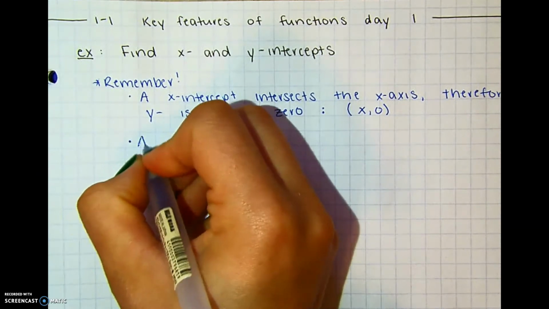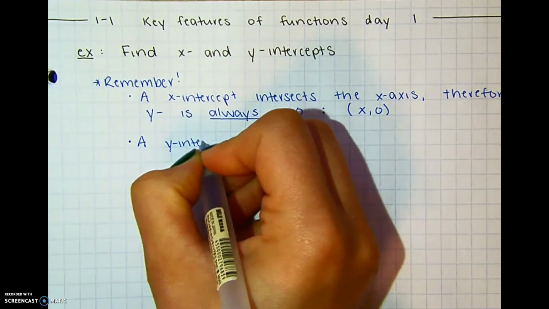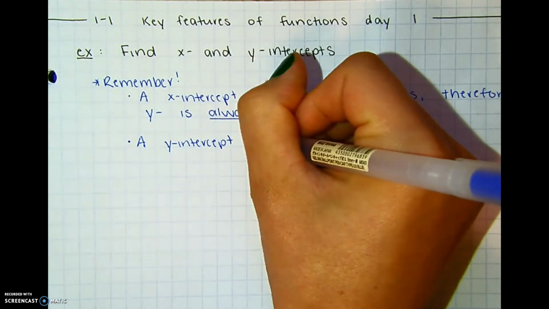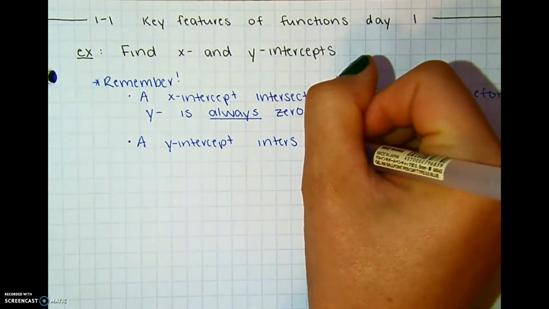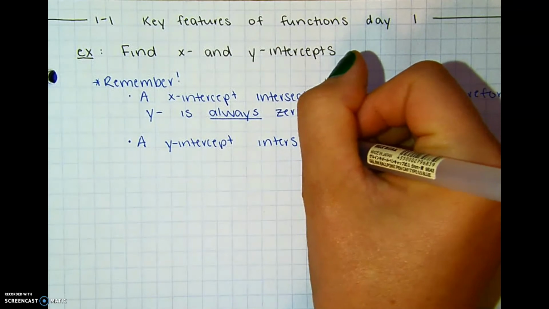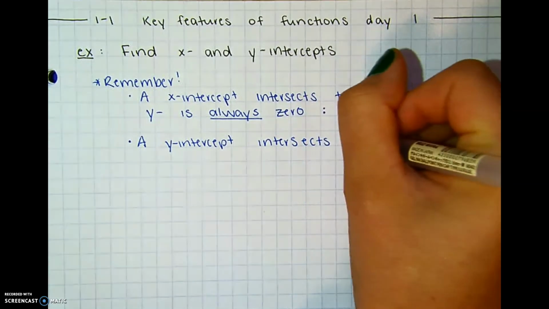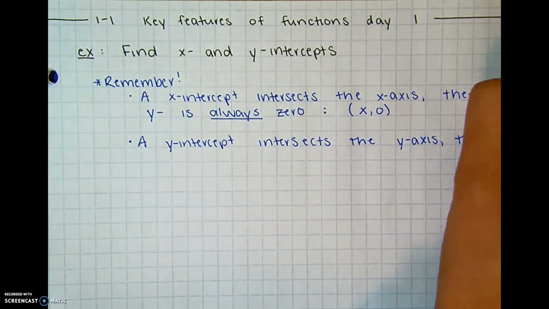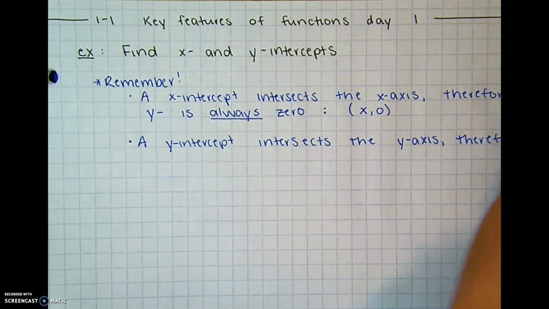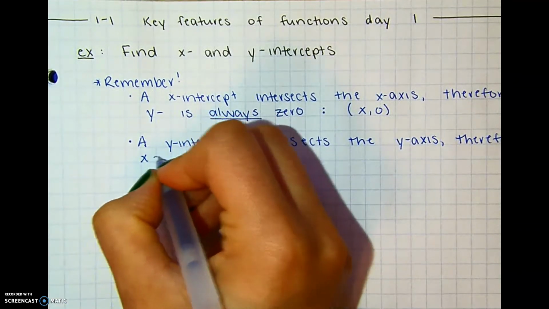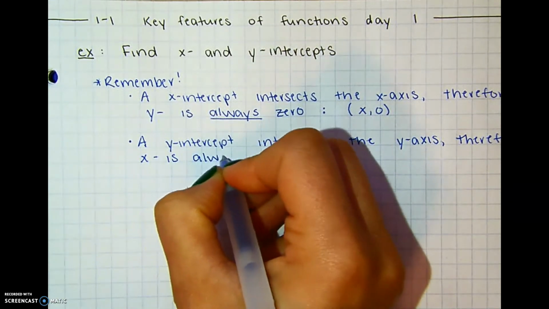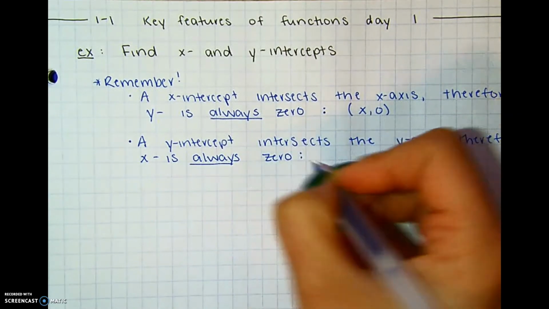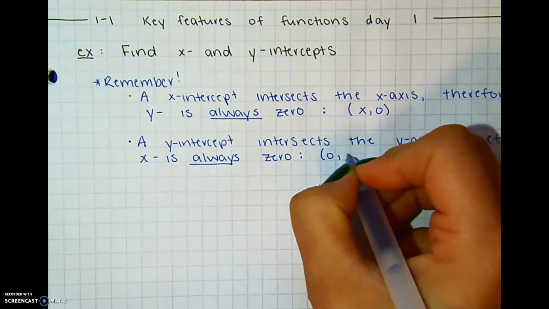So similarly, a y-intercept intersects the y-axis. Therefore, x is always 0. So your point will be 0, y. Okay.